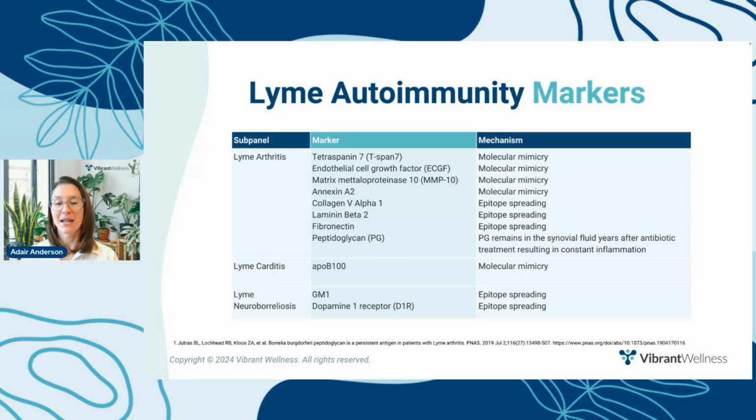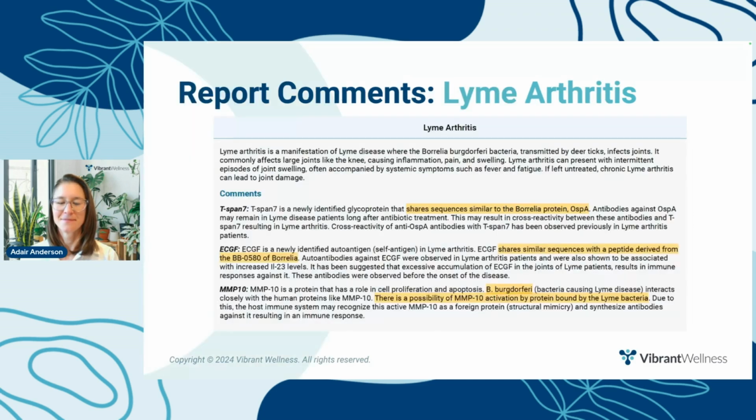Epitope spreading is the mechanism for another 5 markers: collagen B alpha 1, laminin beta 2, fibronectin, GM1, and the dopamine receptor. And we've already talked about the mechanism behind peptidoglycan. The report comments provide details for each marker that is above the reference range.